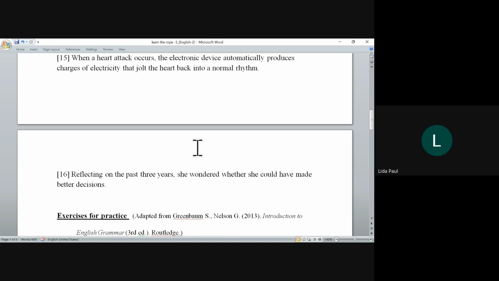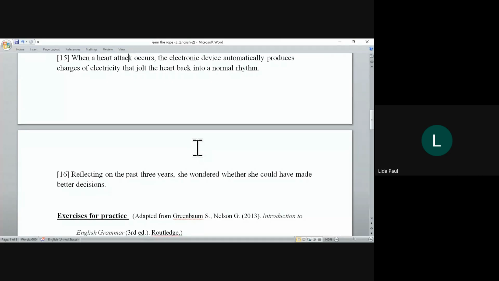There's one more in this, reflecting on the past 3 years. That is also a subordinate clause. This part is adverbial, I think, because it tells you how she wondered. Reflecting on the past 3 years, she wondered whether she could have made better decisions. Since it gives you information on the question how, this is also an adverbial clause. Although we have no relative pronoun or word which leads us to that conclusion, based on the meaning it generates and its function in the sentence, we know that this is adverbial, right?